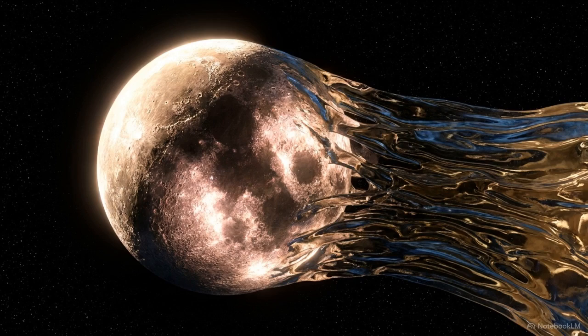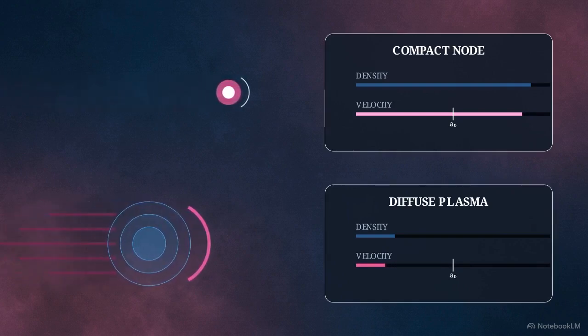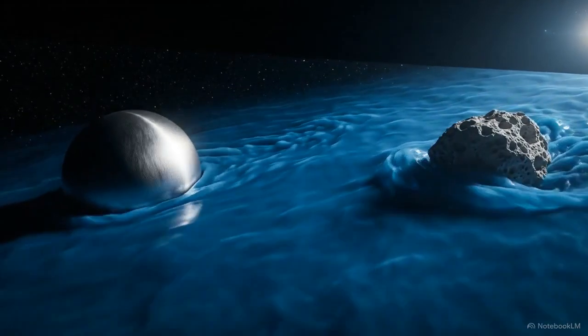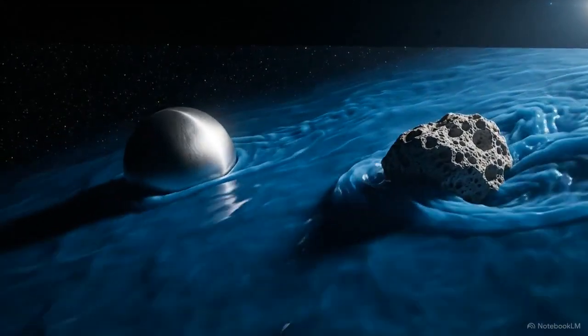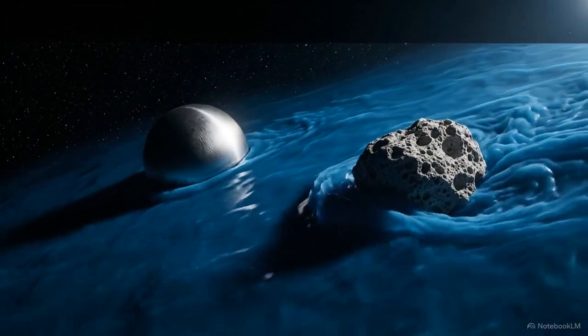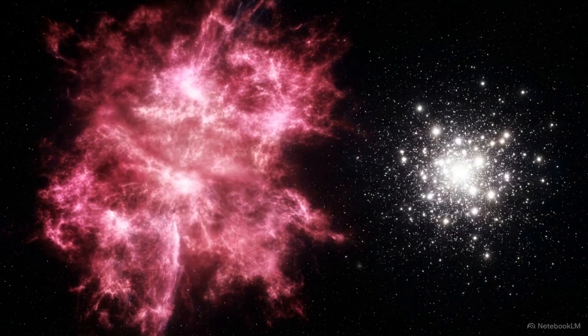In this model, celestial bodies moving through space experience a form of fluid friction, where the interaction depends on the density and speed of the matter involved. This approach suggests that the missing mass in these collisions might be a mechanical consequence of how different states of matter traverse this space fluid. To understand this mechanic, we have to look at the two components of the collision, the diffuse intercluster plasma and the dense stellar cores of the galaxies.